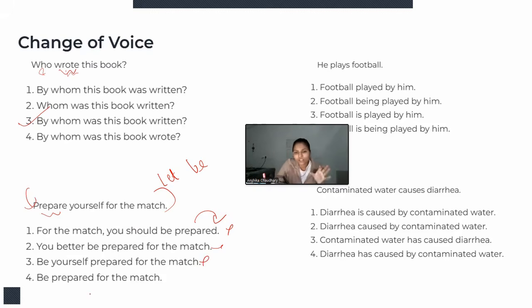Now, if there is not let, this is also correct. Be prepared for the match. This is also a command, right? So it is not necessary that every time you have to use let, but yes, let is recommended, let is a rule, right? So if you don't have any option related to let, but the rest of the sentence is the same, then be prepared for the match will be the correct answer.